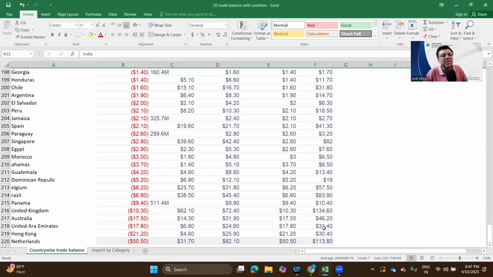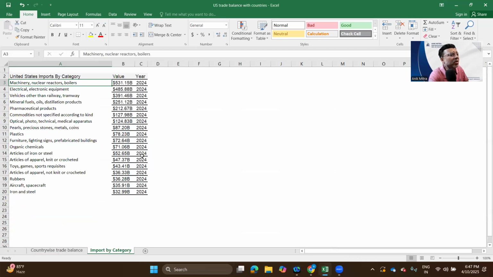Now let's consider category wise. If we see category wise, you will find that machinery, nuclear reactors, boilers, all this comes at the top. This is the biggest import category in the country. In 2024, they imported 531 billion, followed by electrical and electronic components at 485, 486 billion dollars. Then vehicles, $391 billion, minerals, 251 billion, and pharmaceuticals, very importantly, 212, 213 billion.